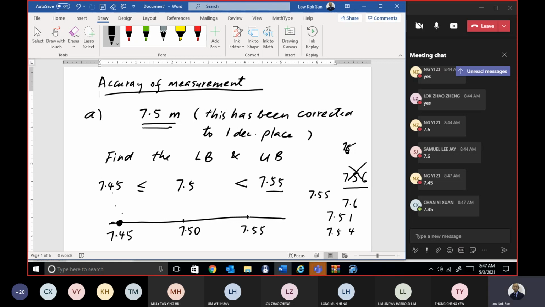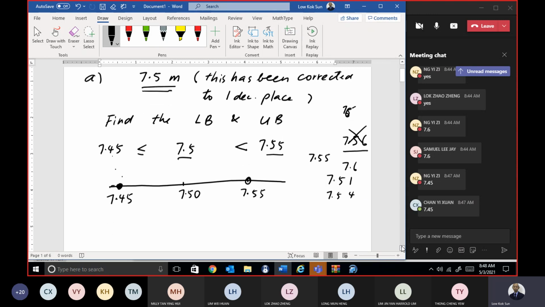But for the highest point, I put a blank circle. It means 7.55, just the particular lot, is not included. So the symbol to represent this: on the left I put a dot, on the right I put a blank circle. What I mean is this, I can give you one more example here.